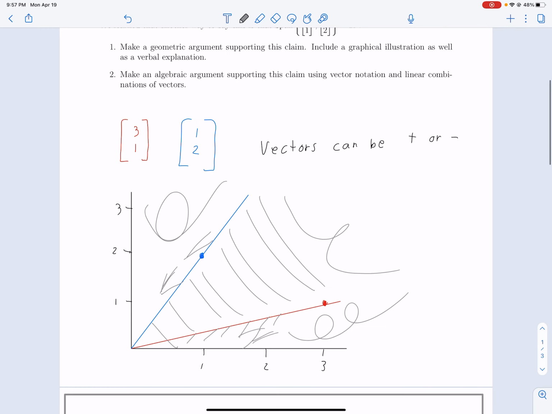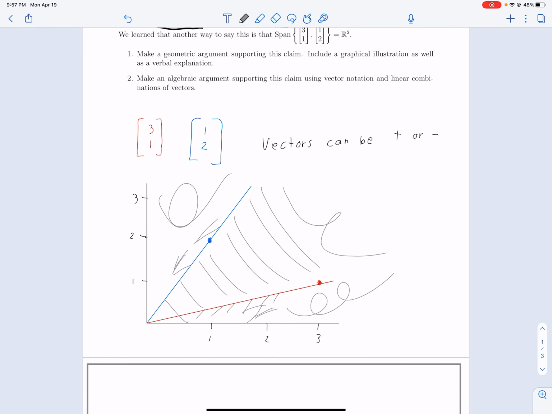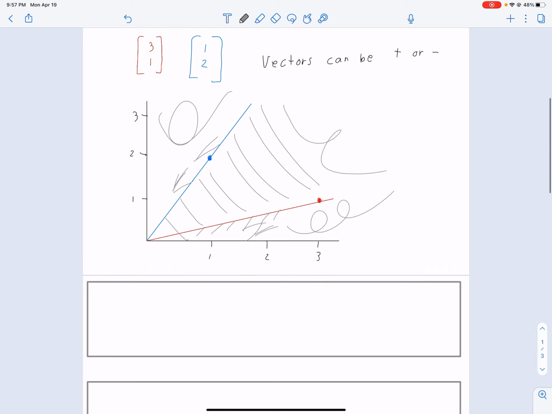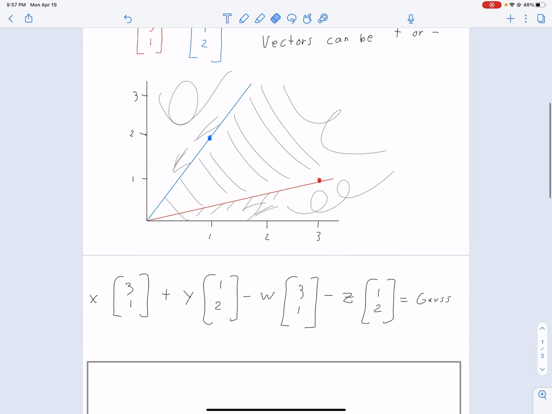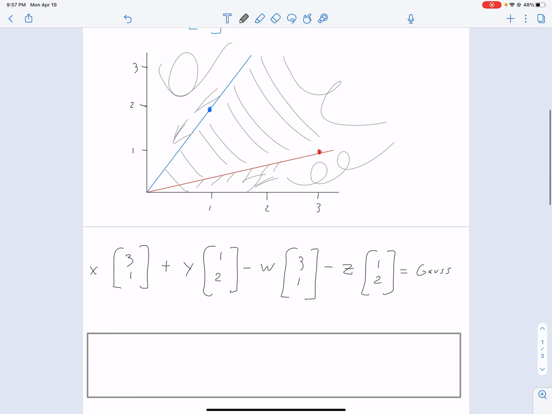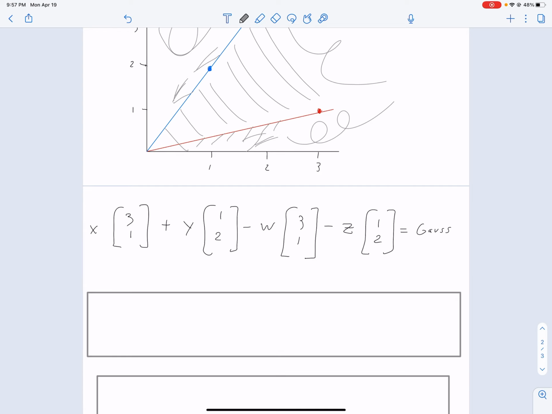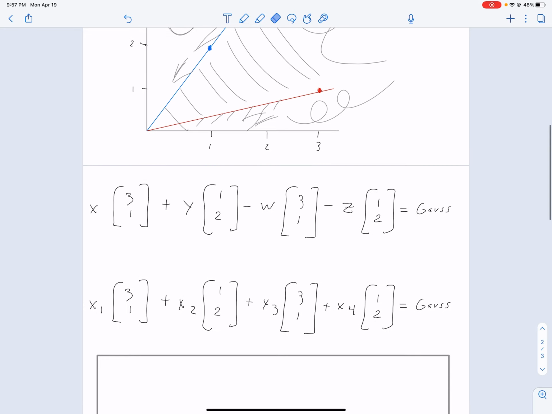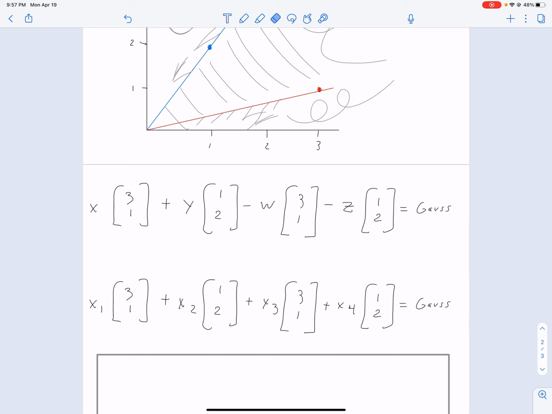Then to show this algebraically using vector notation and linear combinations of vectors, first we knew we needed 4 variables: x, y, w, and z. x and y are like our positive vectors. Then w and z are our negative vectors, just to get to Gauss, and that's what we equal. So to put it in a more simplistic notation, we have our x1, x2, x3, and x4 with all the same vector values to get to Gauss.